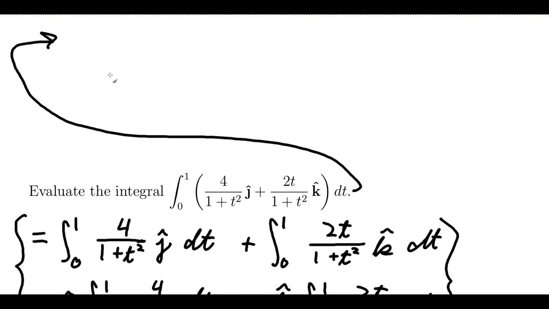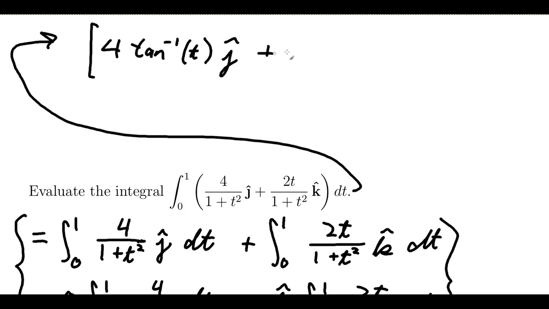Alternatively, if you want to take this all in a chunk, you could take an integral like this and say, okay, well, we have this thing to integrate. That thing is going to be, we get 4 arctangent of t times j plus the natural log of the absolute value of 1 plus t squared times k, evaluated from 0 to 1. You don't even have to split it up if you don't want to. You can just do this directly, treating your j and k as components, integrating term by term.